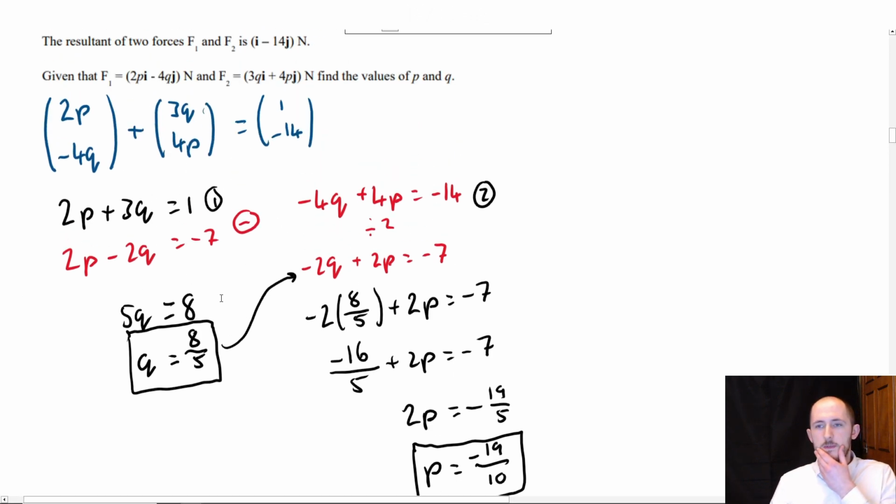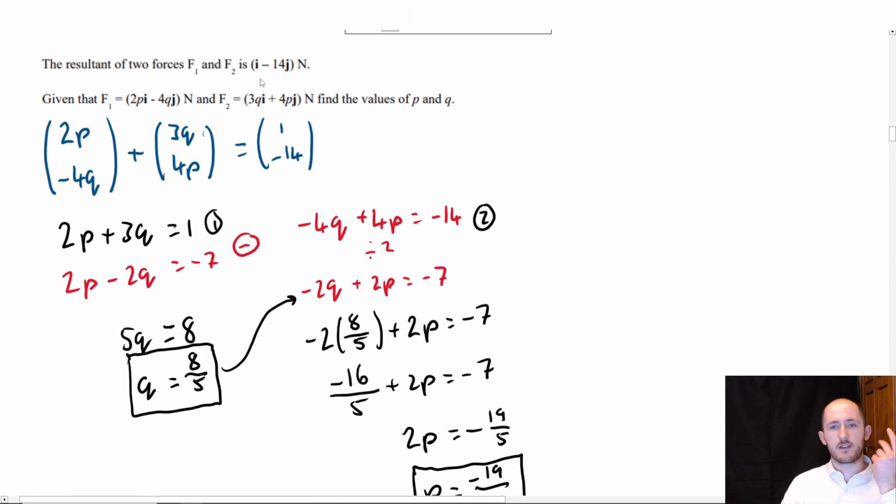Okay, so any questions about that? In that question, instead of giving us equilibrium, they said that the forces add up to some resultant vector. So we wrote that out, and then we wrote our two separate equations. Remember, we can look at the top row and the bottom row completely separately, which can help us with solving the equations. But in this case, we actually had a simultaneous equation. So hopefully that's fairly easy.